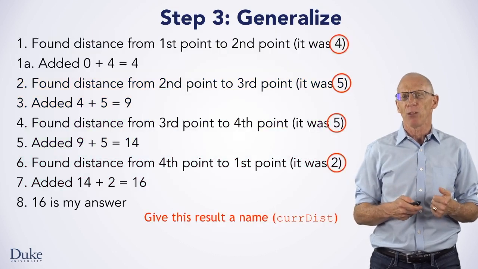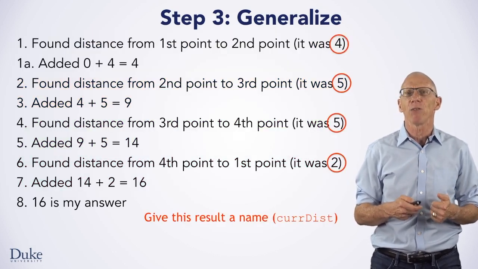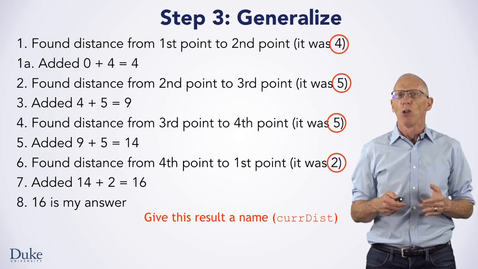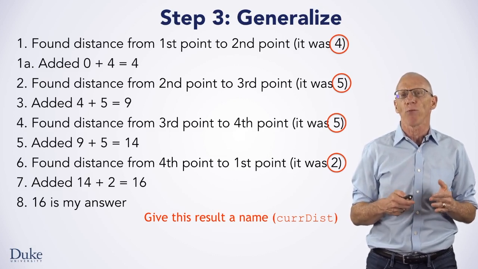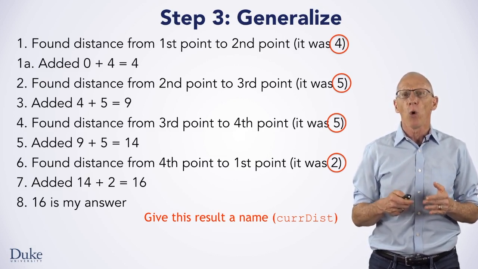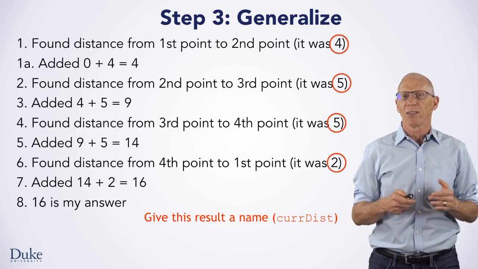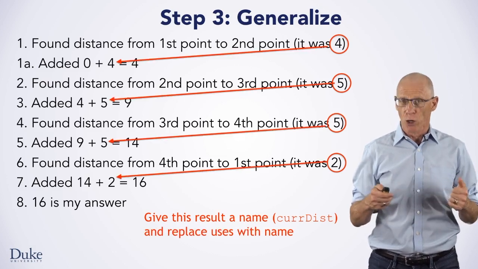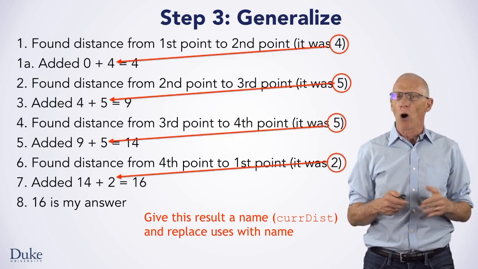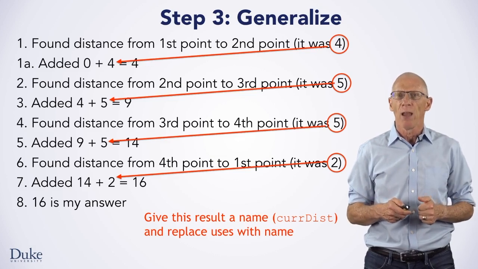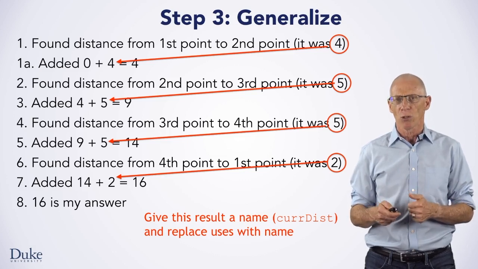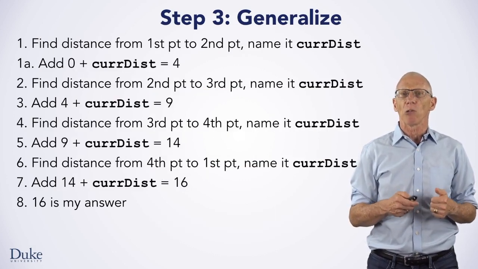The next thing we might do in generalizing this algorithm is give this quantity a name. It won't always have these values, so we should name the quantity and refer to it by that name. We'll call it curdist, since it's the current distance. When we name this quantity curdist, we'll also want to change all the places we use that value when we computed it to reflect the name that we just chose. This gives us an algorithm that looks like this.